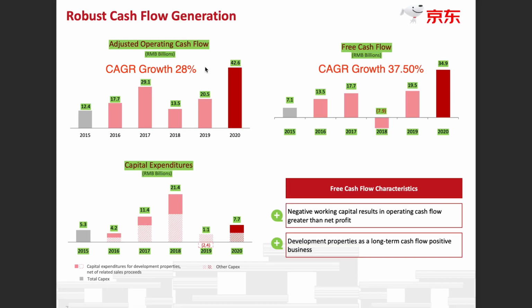But the good thing about JD is that JD has very strong operating cash flow and free cash flow growth. For example, JD's operating cash flow grew at a CAGR of 28% each year between 2015 and 2020. JD's free cash flow grew at a CAGR of 37.5% each year between 2015 and 2020. When it comes to analyzing stocks and investing, it's very important to be forward-looking instead of backward-looking. So let's talk about JD's long-term growth prospects.